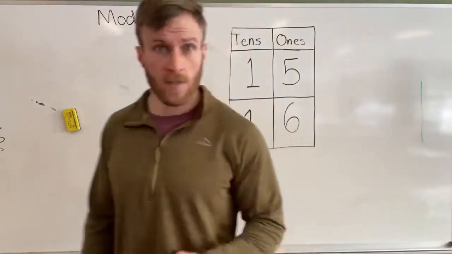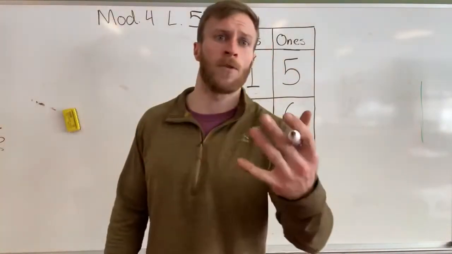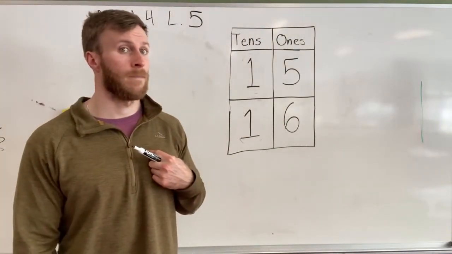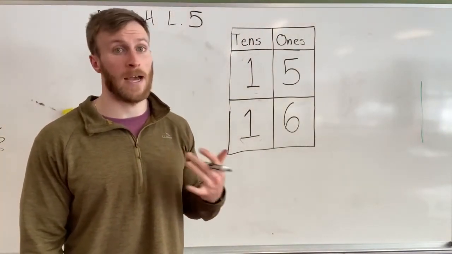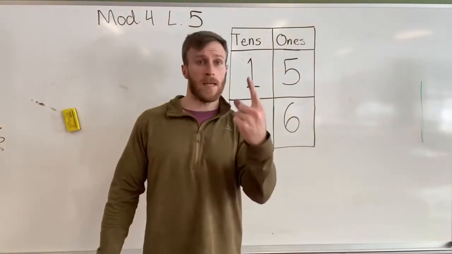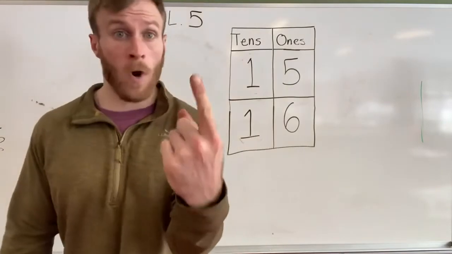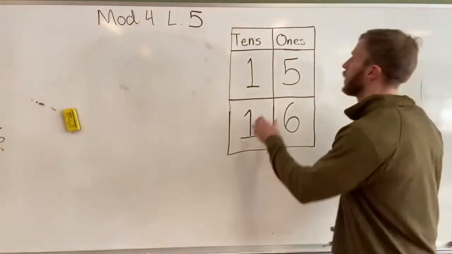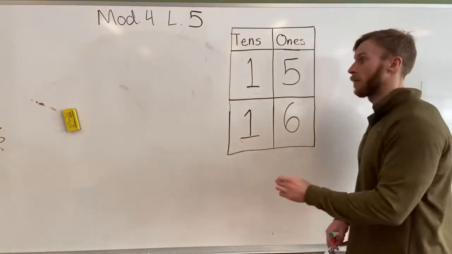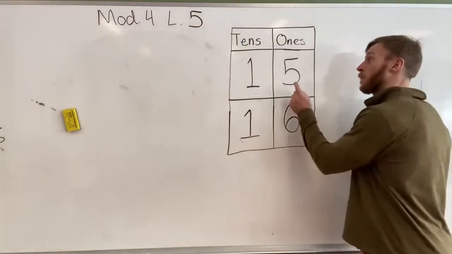If you guys have 6 cookies and I have 5 cookies, how many more cookies do you have than I have? All we need to do is count up from 5 to 6 to see how many. 5, 6. All right, there's only one more. Oh, well, look at that. I asked you guys to tell me what 1 more than 15 was. You told me 16. And 6 is 1 more than 5.